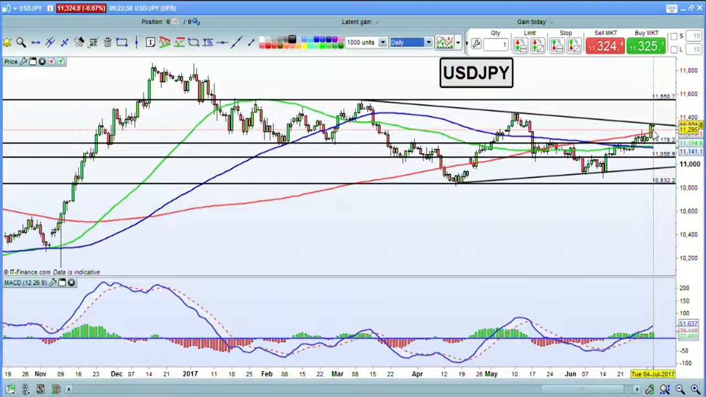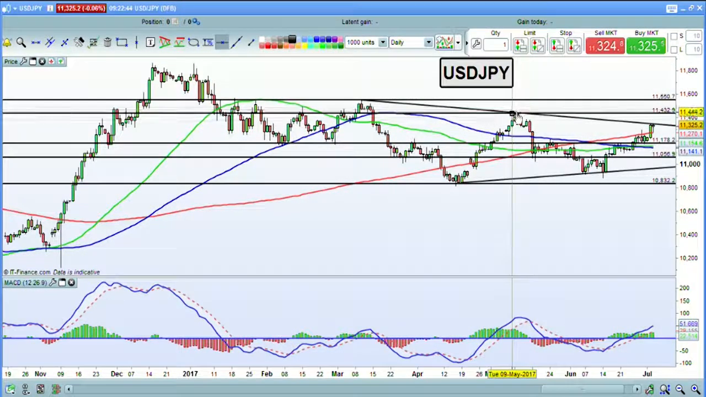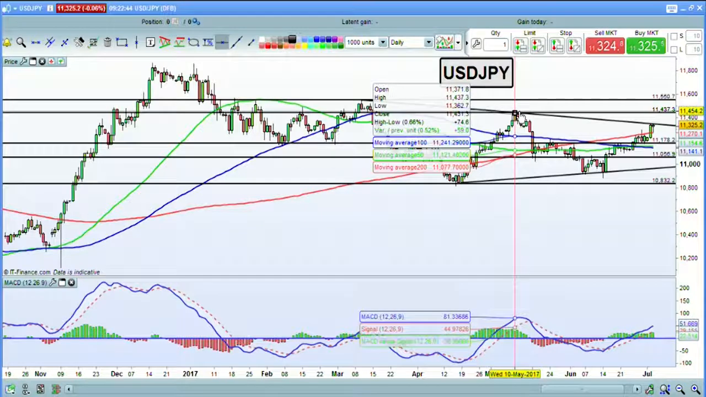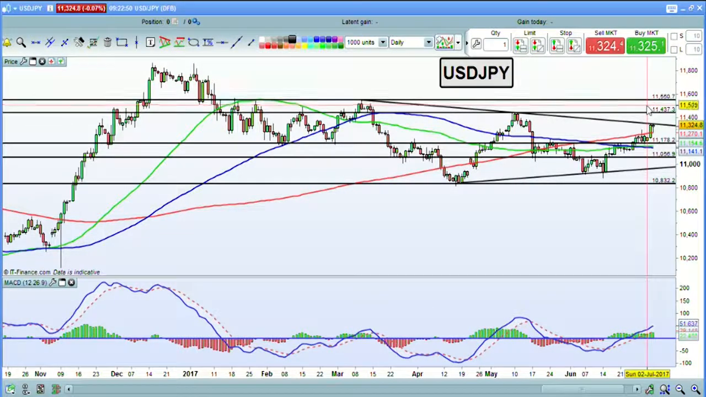Now, if we get upside trade above this and we get a daily close above this level, we've then broken this line here, and the next level of resistance will be this point here, which will be the 114.37. Breaking that, you're then up to the 115 level for the dollar yen.